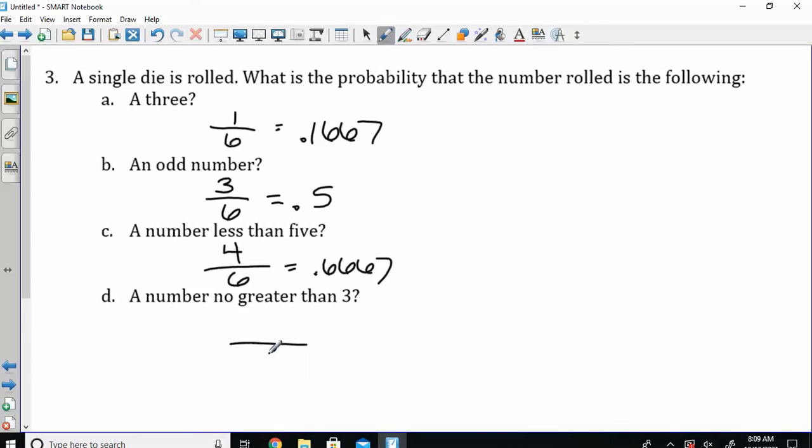A number no greater than 3. So what could it be? 1, 2, 3. So 3 out of 6 is 0.5.